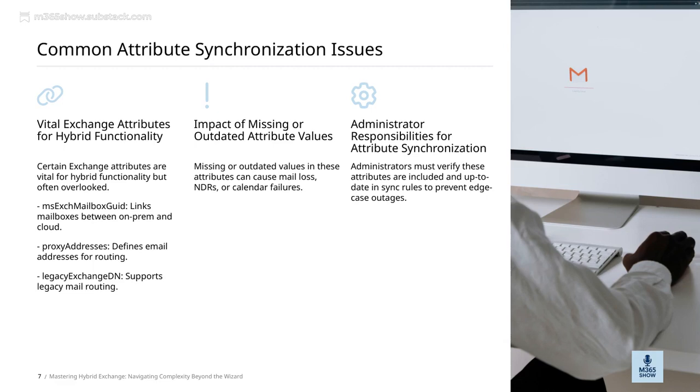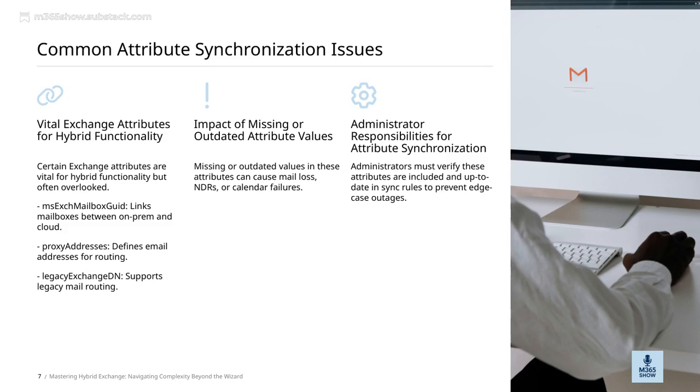Mastering this aspect is crucial because navigating the complexity beyond the wizard requires careful attention. As administrators, it's our responsibility to verify that these attributes are included and kept up to date in the sync rules. Failing to do so can lead to unexpected outages, especially in edge cases. Missing or outdated attribute values can cause serious problems like mail loss, non-delivery reports, or calendar failures. These are not minor issues. They can disrupt user productivity and trust in the system.